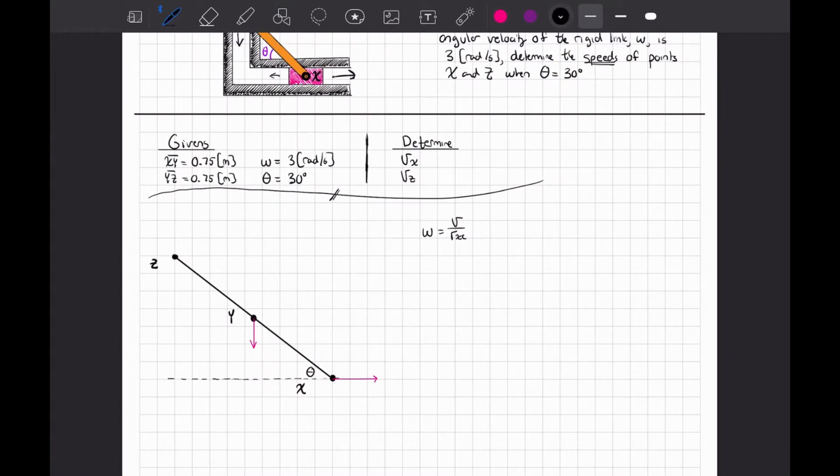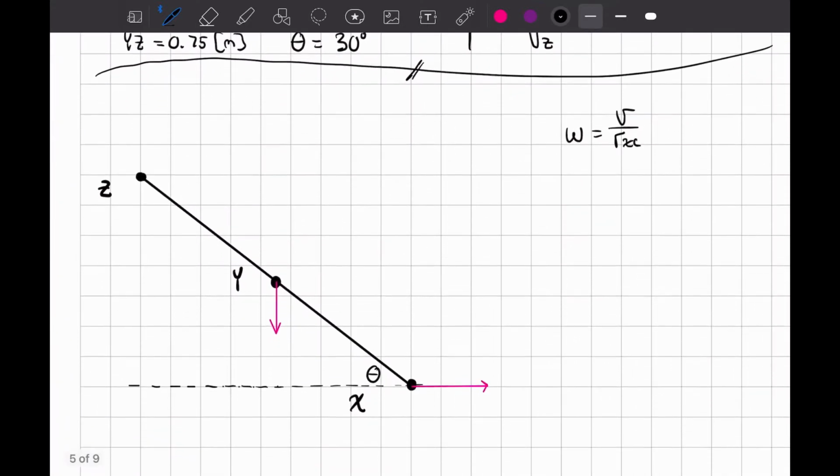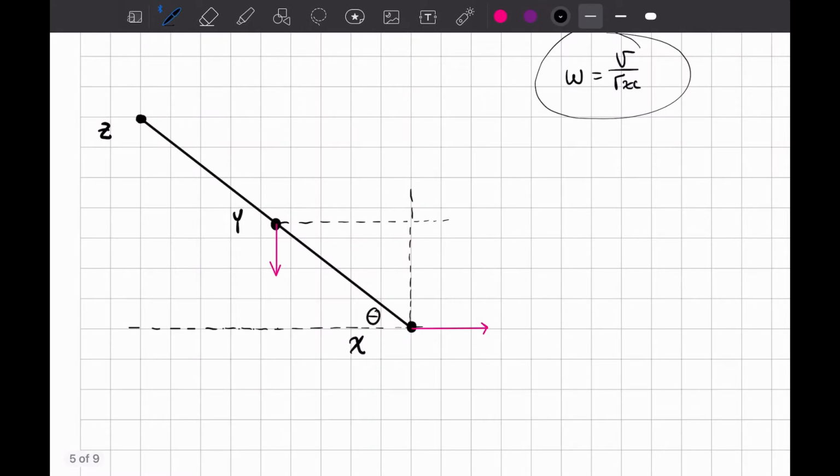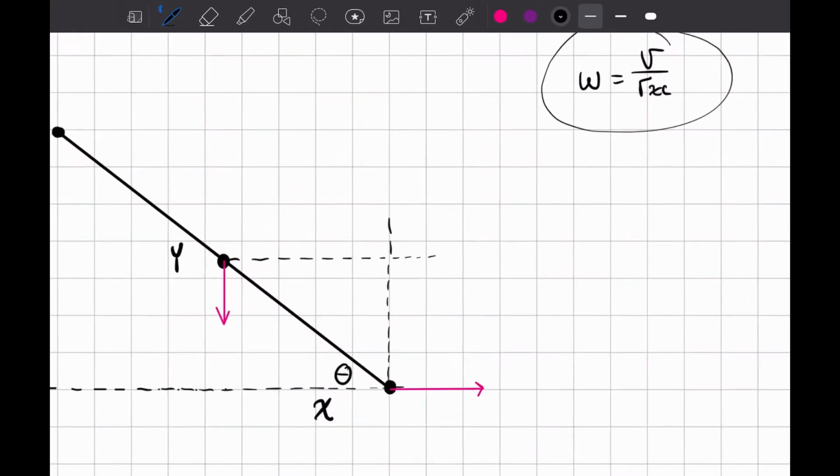And so if we went ahead and did the instantaneous center of zero velocity idea, we want something perpendicular to the velocity of x so that we can use this equation. We want something perpendicular to the velocity of y. And where they intersect is going to be our instantaneous center of zero velocity.